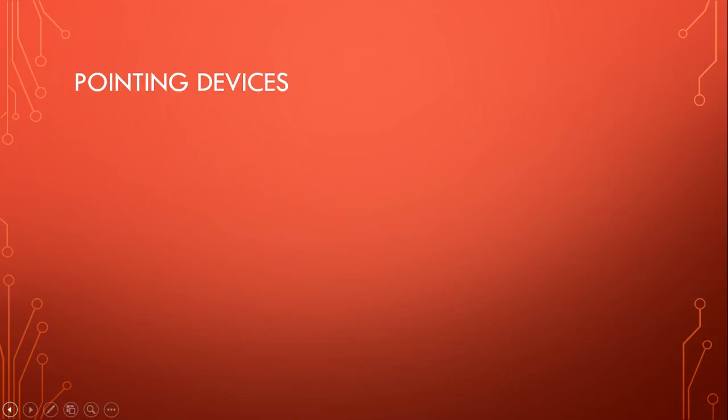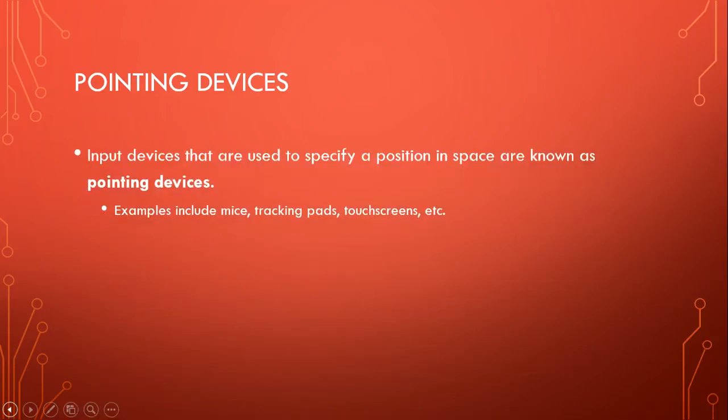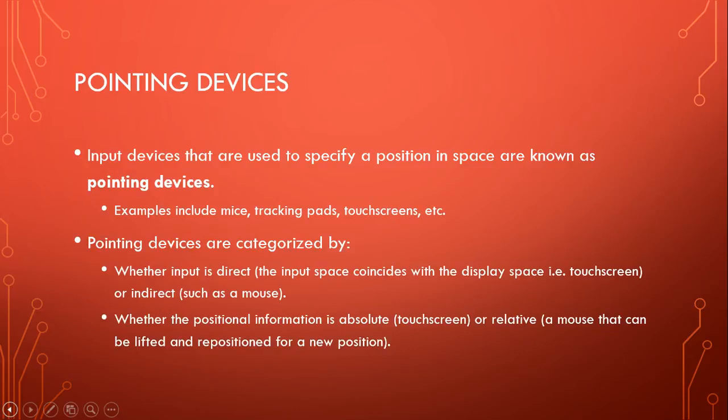All right, let's talk about pointing devices. Input devices that are used to specify a position in space are known as pointing devices. Quick examples here include mice, tracking pads, and touchscreens. Now, pointing devices are categorized by the following: whether the input is direct or indirect. Direct meaning that the input space coincides with the display space, so that's your touchscreen. Or indirect, such as your mouse.